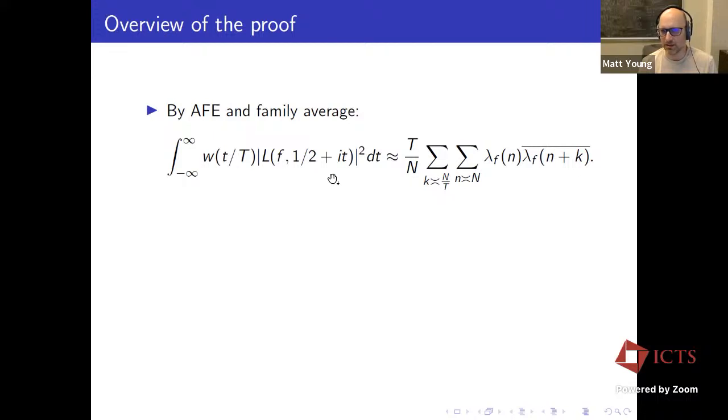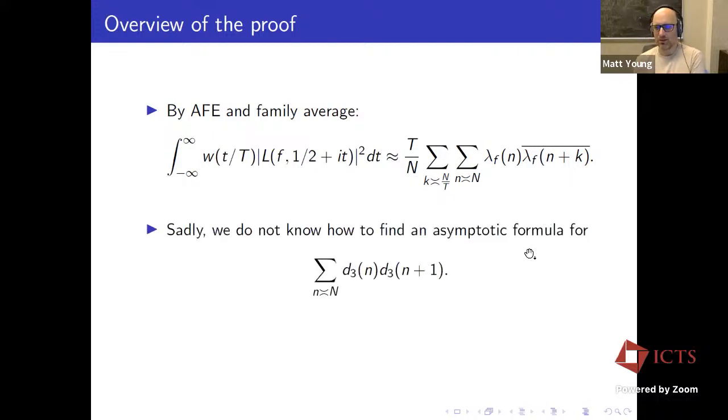that transforms our second moment into a sum of these coefficients. So these lambda f of n, those are the coefficients of the GL3 L function. So we end up with these kind of sums of shifted convolution sums. So we've got a sum over n and a sum over k. So unfortunately, we don't know how to, it's unknown. It'd be, again, a sensation to get an asymptotic formula for the sum of d3(n) d3(n plus 1).